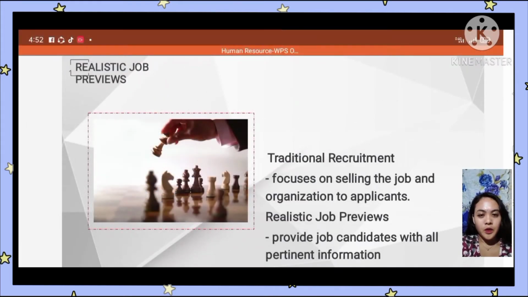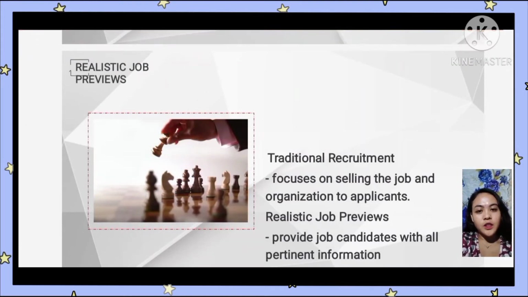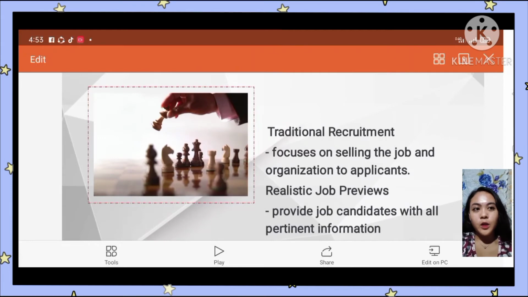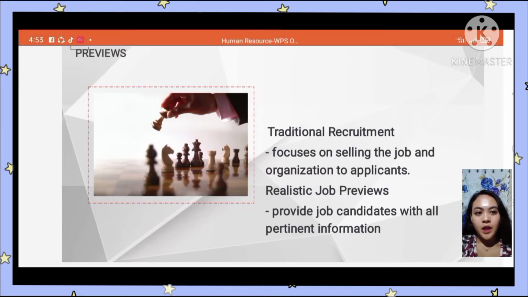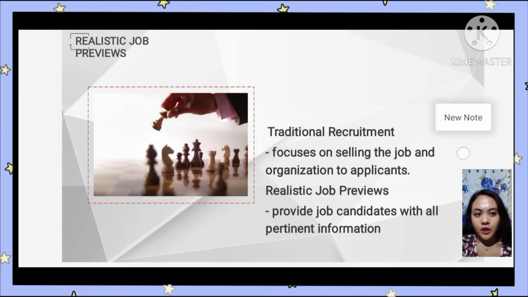Realistic job review. In what may be called traditional recruitment, the emphasis is on selling the job and organizations to applicants. The focus is on communicating the most positive features of the position, perhaps to the point where negatives are downplayed or concealed. This may create unrealistic expectations that cause costly turnover when new hires become disillusioned and quit.